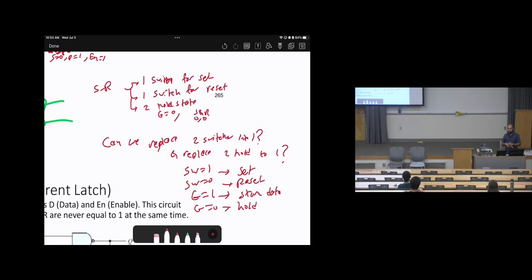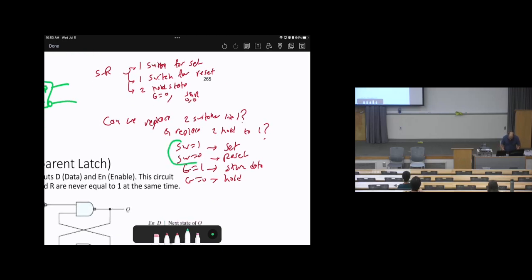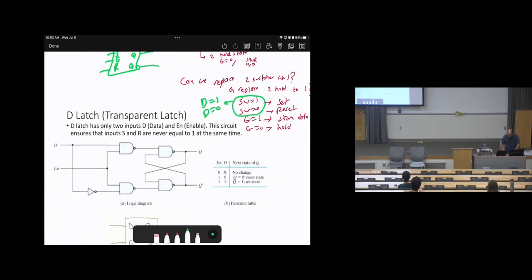Also, we can avoid the forbidden state, in which S equals 1 and R equals 1. We can avoid this, so this can be a great benefit. And that switch, we can call it D, like D equals 1, D equals 0. That's what we call D. Therefore, we can call this a D latch. So the D latch idea is basically converting these two switches into one.